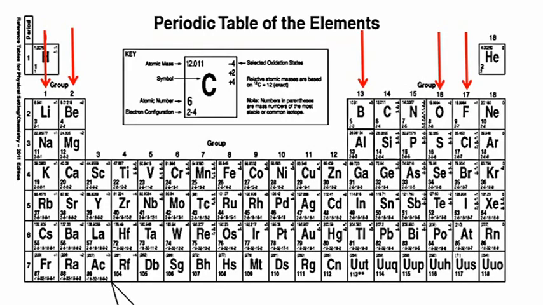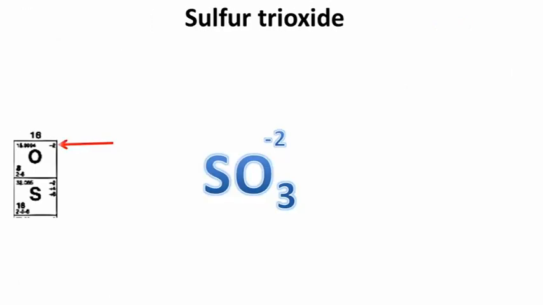Remember, any element that has just one oxidation number should always be the starting point. Fluorine is the only halogen with one oxidation number, and oxygen is another element, according to this periodic table, that has just one oxidation state. For sulfur trioxide, SO3, the starting point should be oxygen. According to this periodic table, oxygen can only have a -2 oxidation state.